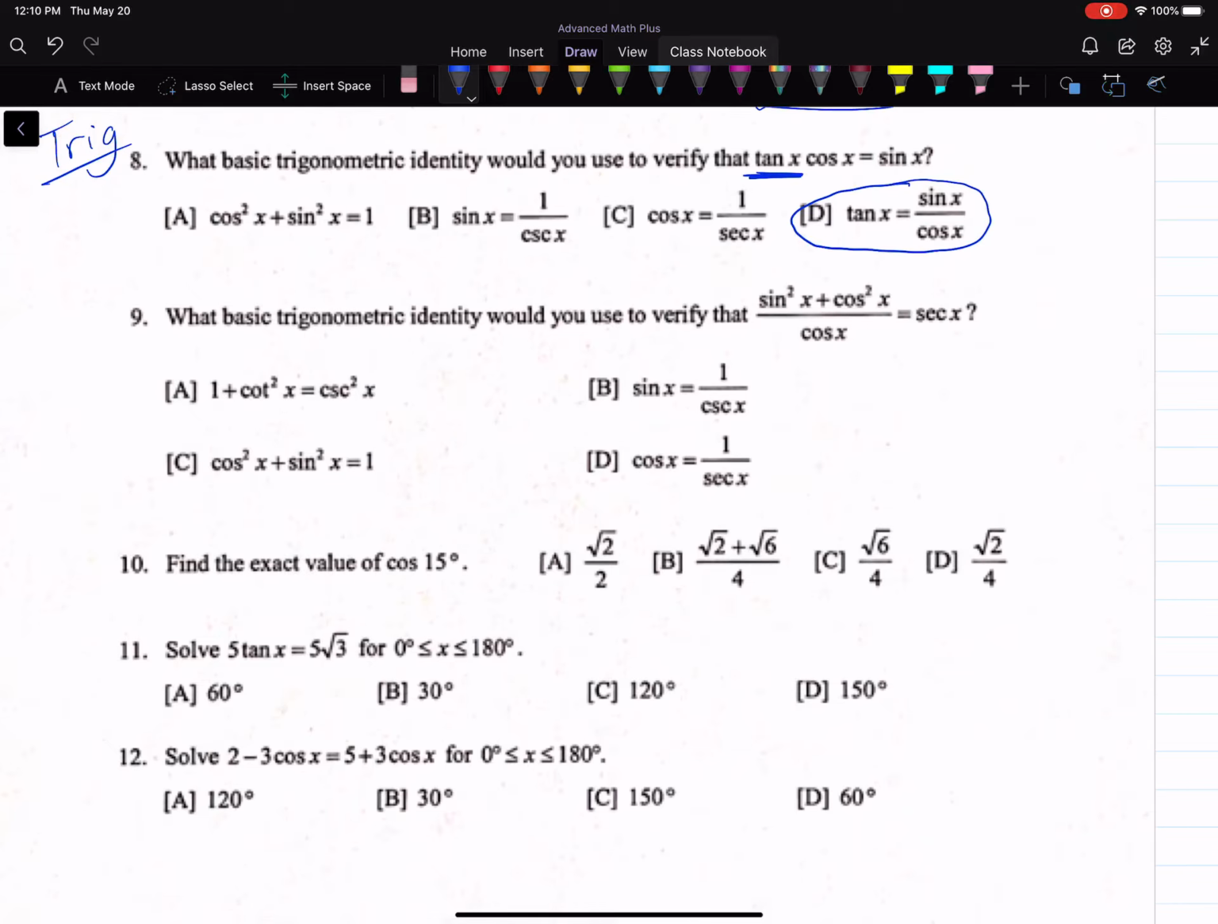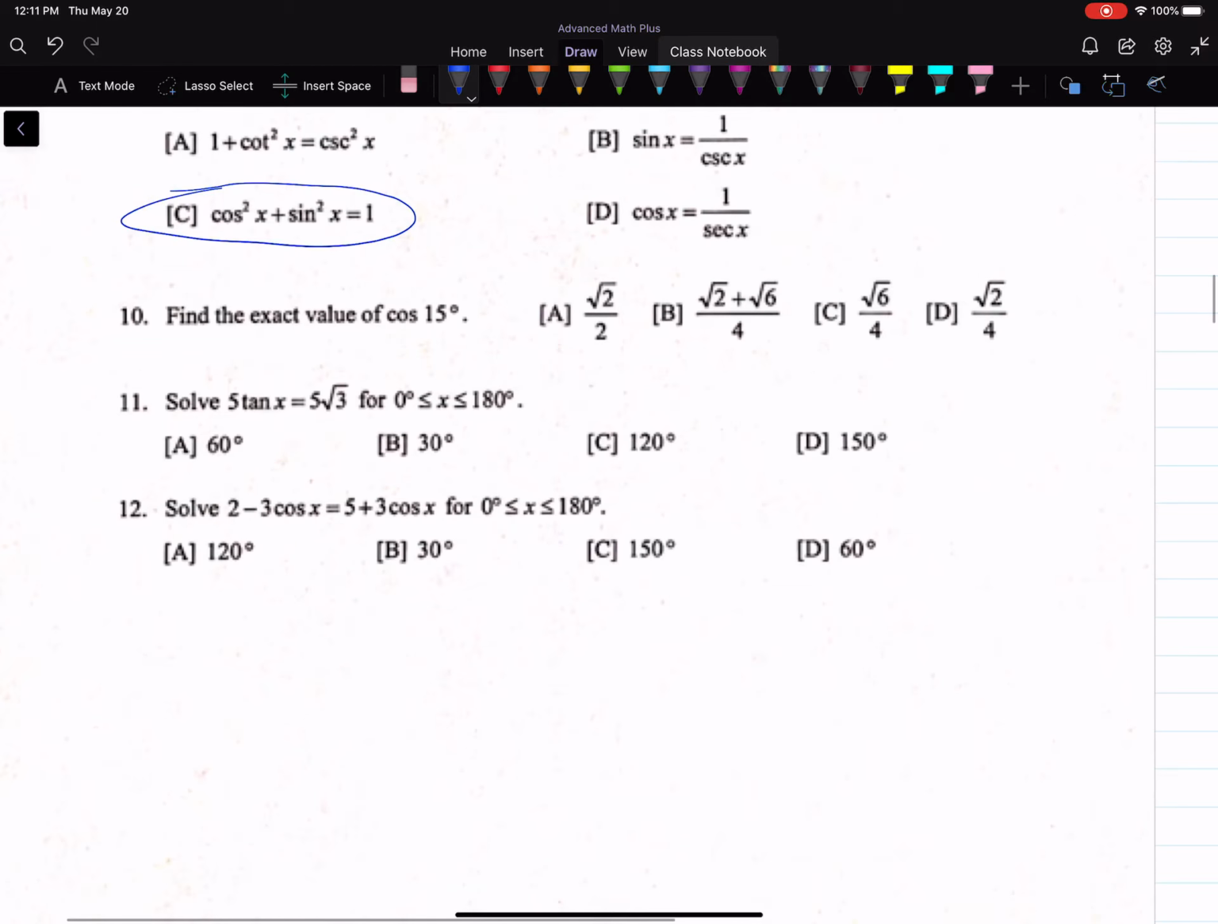Number 9, same type question. Little different though this time. Another thing I told you to remember, anytime you see squares, you need to think Pythagorean identities. Pythagorean identities are what have the squares. So right here it says sine squared plus cosine squared equals 1. So that's the one I would use right there. Sine squared plus cosine squared, or cosine squared plus sine squared equals 1. All right. Number 10.